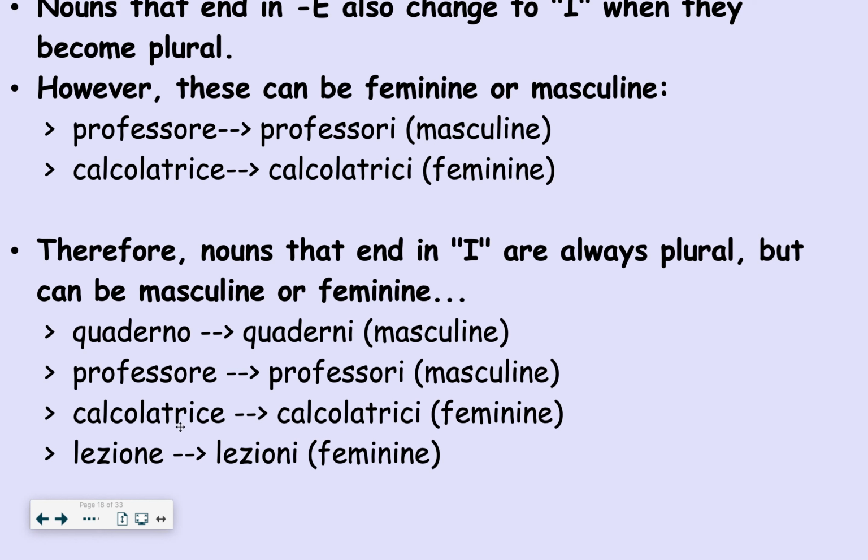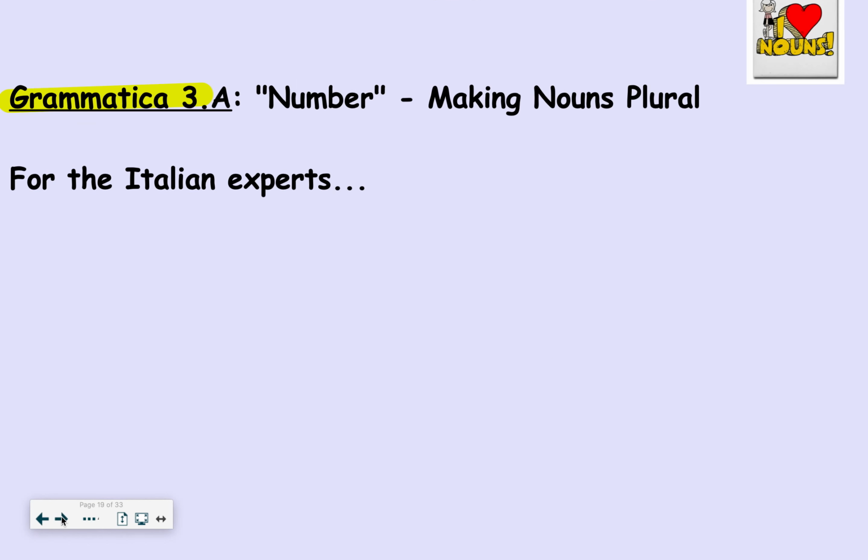Calcolatrici is feminine because we know that the singular form calcolatrice is feminine. And lezioni is feminine because we know it ends with ione when it's singular, and therefore it's feminine. That's the first thing I wanted to review with these nouns, the more complicated aspects of these nouns.